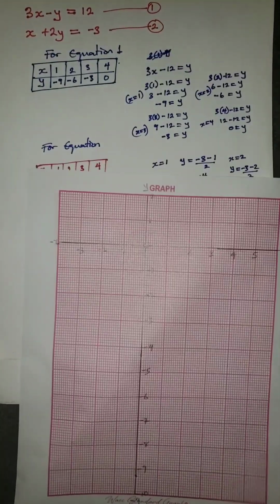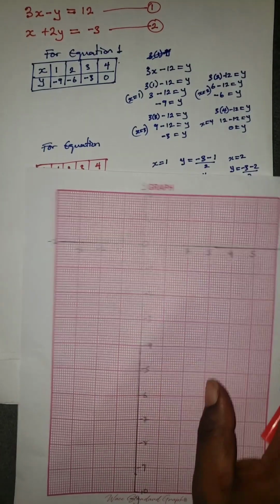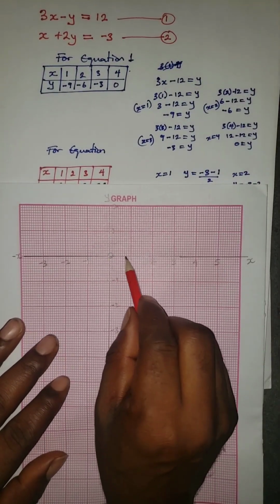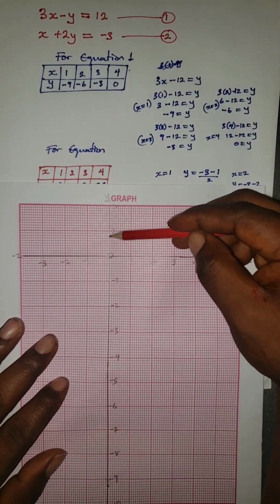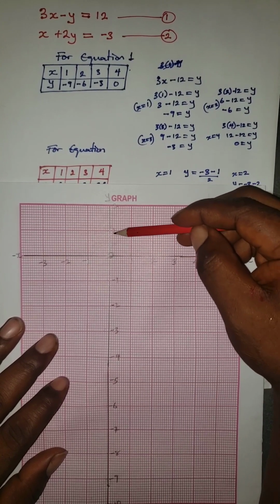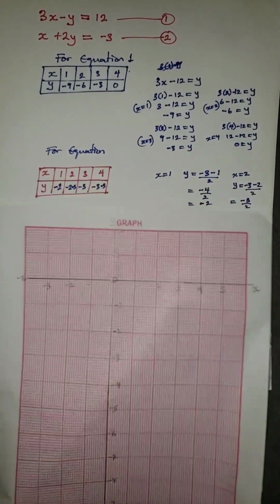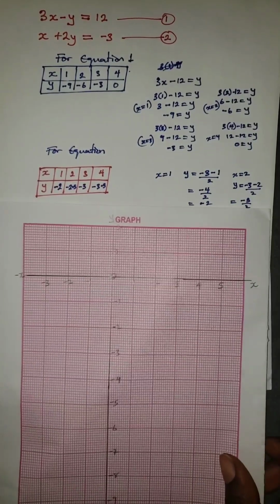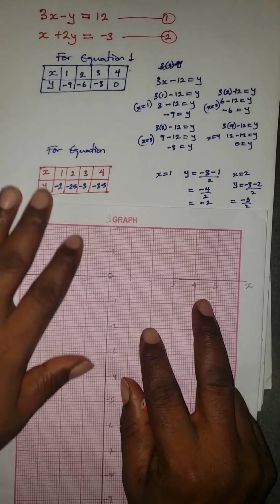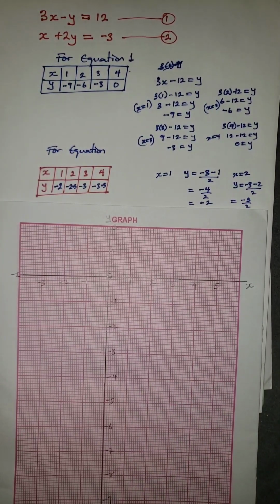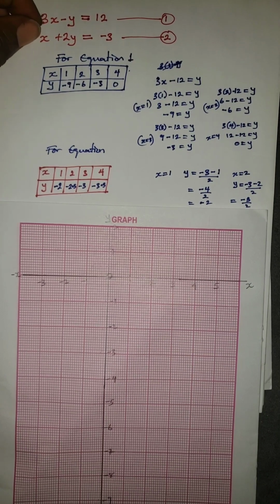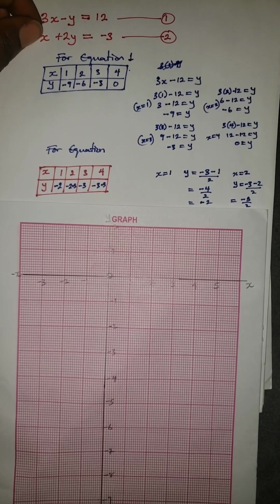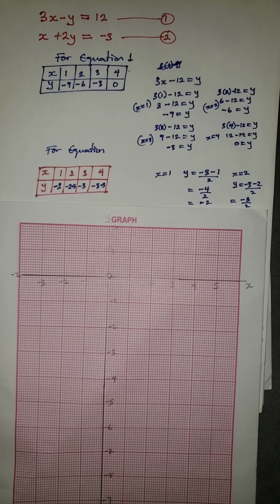So if you look at this graph now, our scale here is that 2 cm represents 1 unit on the x-axis, and 2 cm also represents 1 unit on the y-axis. So we can write that, but let's be sure that this graph will give us what we want. Now, when we plot, we look for where these two lines are going to meet. At the point that these two lines meet, that is the solution to the simultaneous equation.